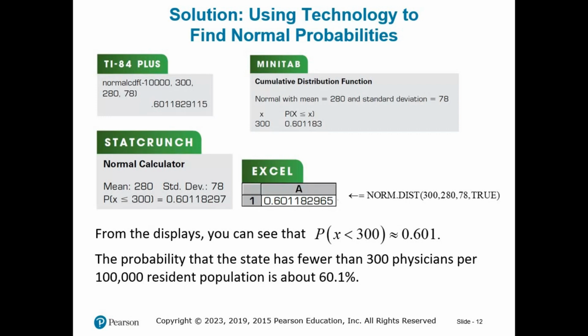Okay, so how do we interpret this? That means that the probability that the state has fewer than 300 physicians per 100,000 resident population is about 60.1%. Okay, that may not be something to celebrate, but the fact that you're finished with this section is.